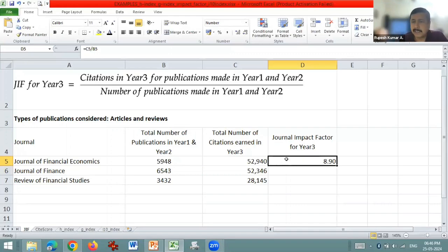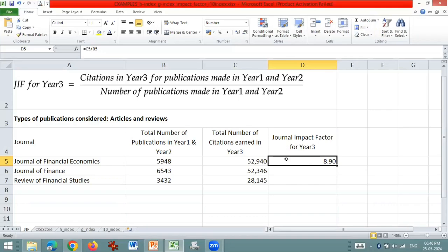So what is the journal impact factor value for Journal of Financial Economics? Can you see the value and tell me? Is interaction possible here? So the value is 8.90. Yeah, that's good. That's correct.